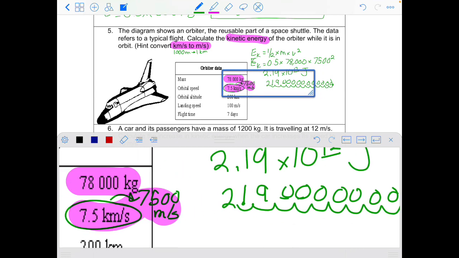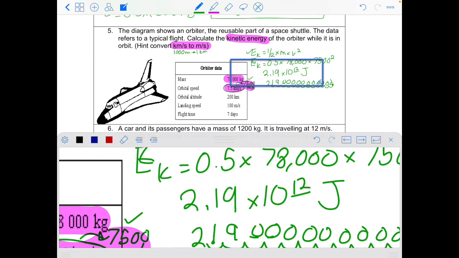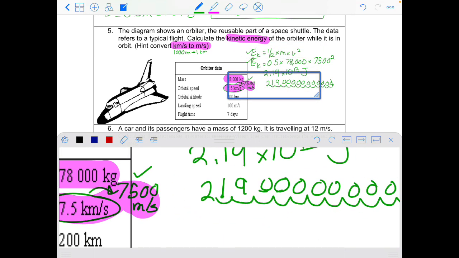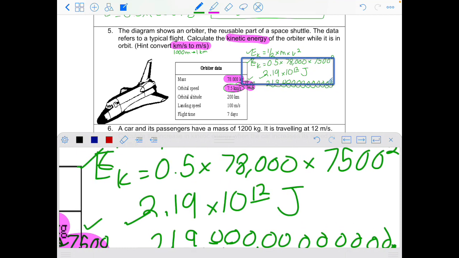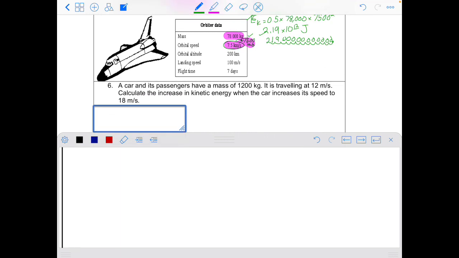So again, here we have 1 mark for the conversion, 1 mark for the equation, 1 mark for plugging in the numbers, and 1 mark for the final answer. So even if for some reason your calculator wasn't letting you get to this final number, you can still get 3 out of the 4 marks. So question 6, give it a go. I'll go over the answer in a moment.